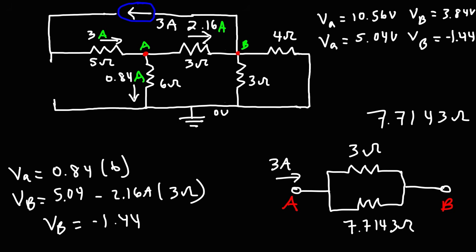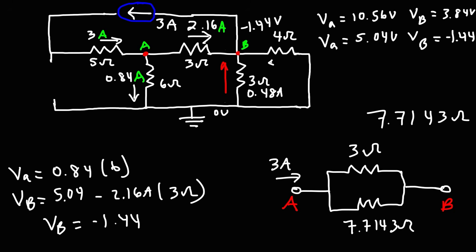Now this answer makes sense because, as we said before, current flows from a high potential to a low potential. 0 volts is at a higher potential than negative 1.44. So we can see the direction of the current flow through the 3 ohm resistor, and that is that it's going up and not down. And if we want to calculate the current flowing through the 3 ohm resistor, it's 1.44 volts divided by 3 ohms. And so that's 0.48 amps.